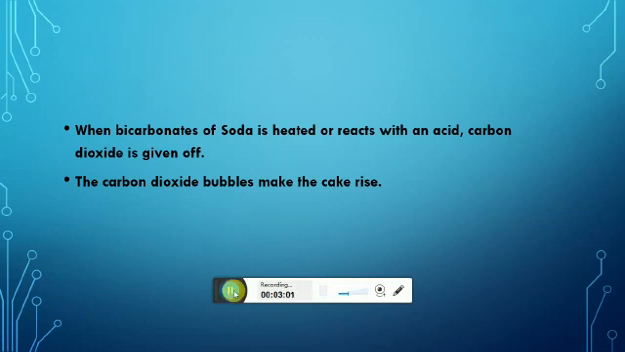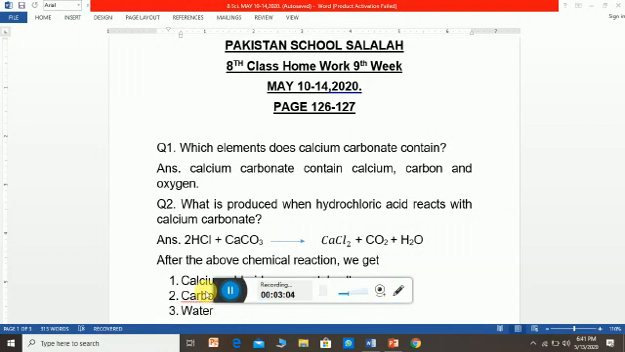Now let's try to understand the question answer test yourself exercise from pages 126-127. In question 1, they are asking which elements calcium carbonate contains. You know the formula of calcium carbonate is CaCO3. It means it contains calcium, 1 carbon, and 3 oxygen.